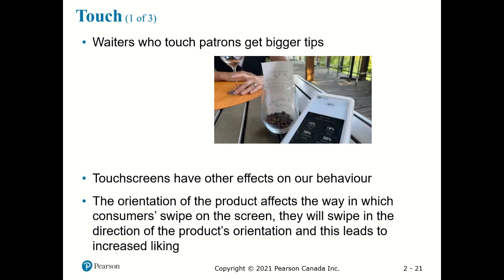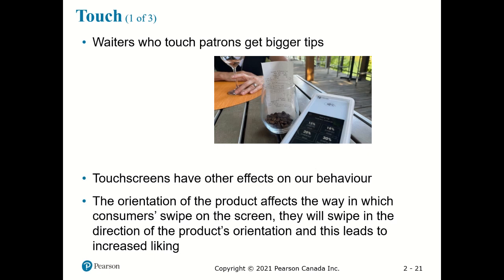Now here, whenever you go to a restaurant to eat something, the waiters touch the patrons to get a bigger tip. And touchscreens have other effects on our behavior, right? We feel very good just by touching and clicking the percentage of the tip that you want. If the waiter approaches your table at the end, when you have finished your food, then you just touch and give 10% or 5%, whatever you like.